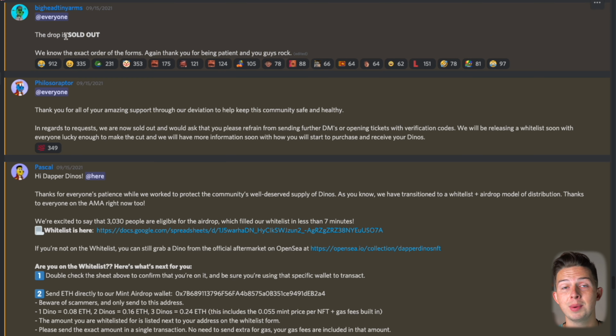You can select one, two, or three eggs to mint. Put in your information, put in your wallet address, and then we're going to basically go on a first come, first serve basis where the first people to submit that form are going to be able to mint the eggs. Basically, they were creating a whitelist. And then we can see their next announcement, which was that the drop has sold out.